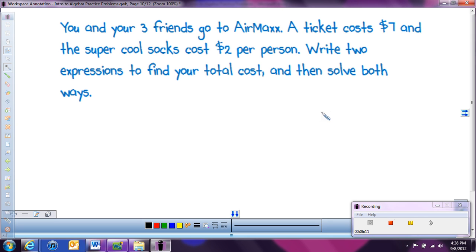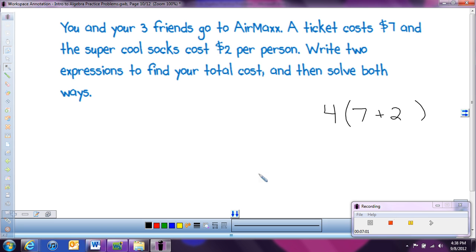So on the outside, we're going to figure out, well, how many people are going to Air Max? Well, it's you and 3 friends, so that's a total of 4 people. Now, how much is each person going to have to spend? That's what we're going to put inside of our parentheses. Well, each person is going to have to pay $7 for a ticket plus $2 for socks. So we can figure out the cost for one person and times it by 4. That's one way we can set this one up.